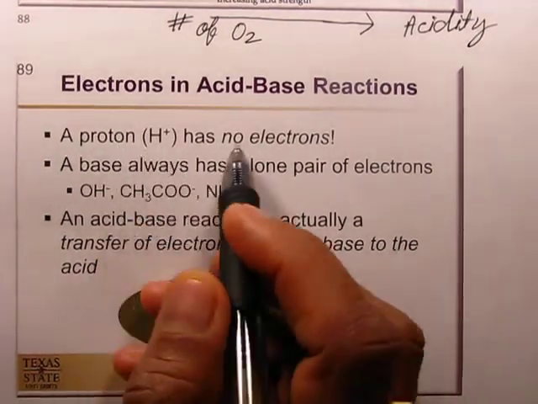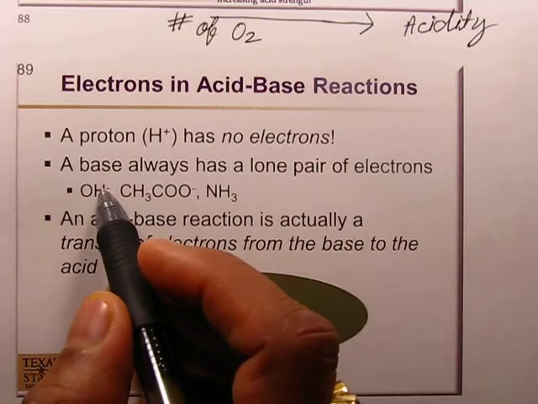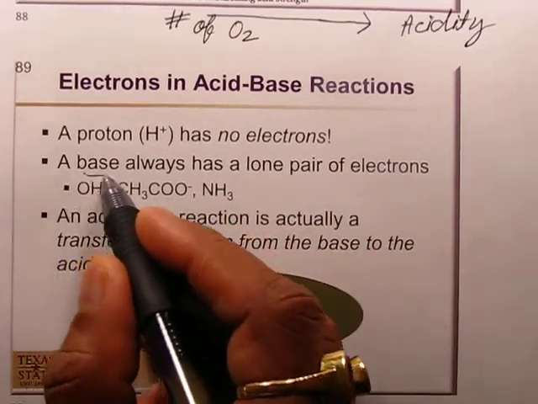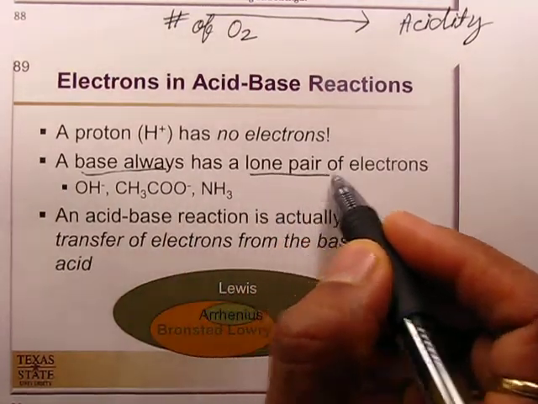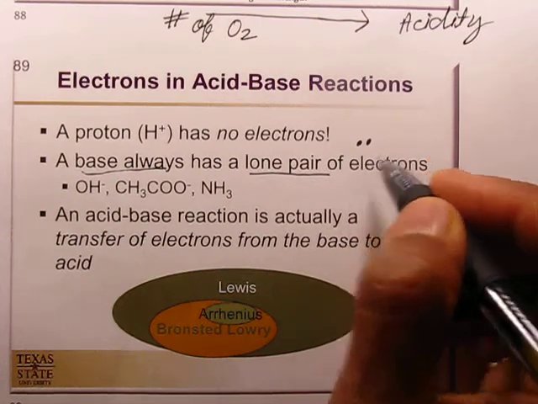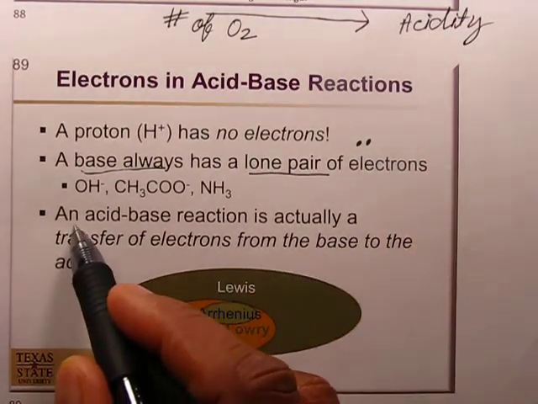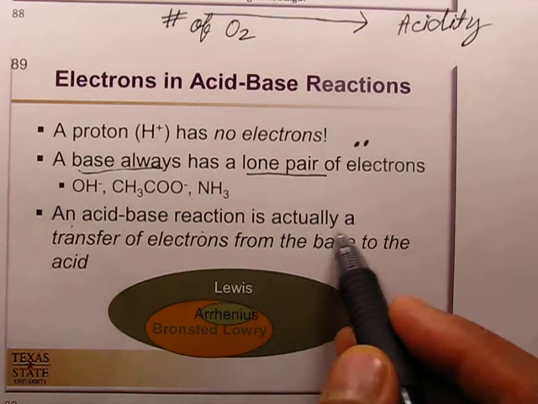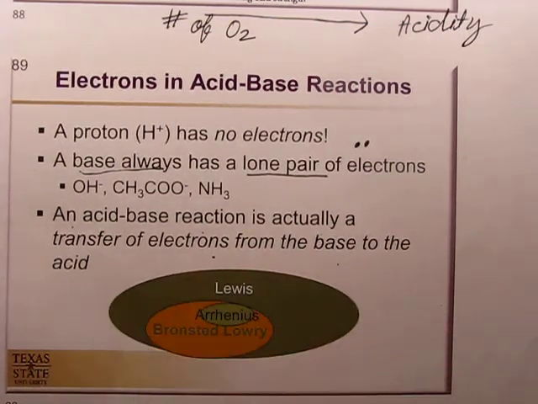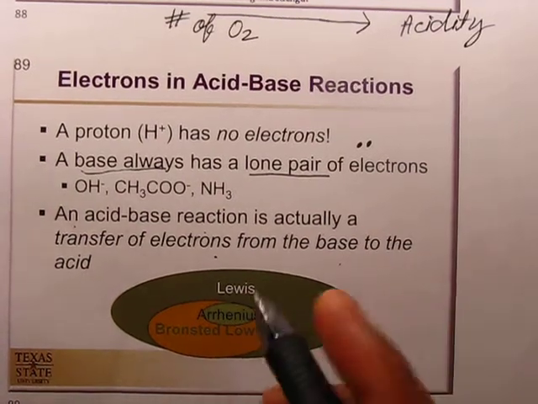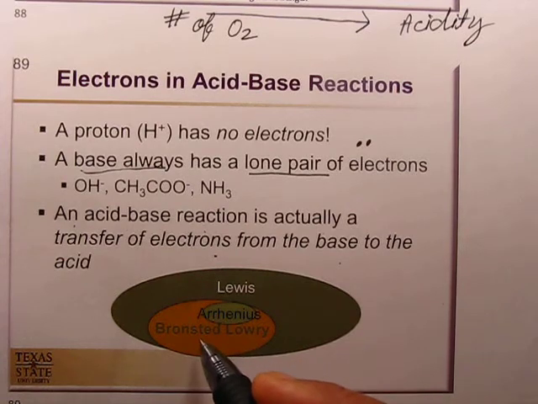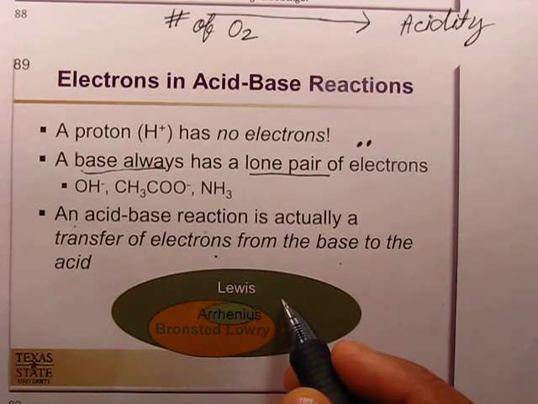A proton has no electron, and a base always has a lone pair of electrons. Base always has an extra lone pair. Lone pair means two electrons, and they are non-bonding electrons. An acid base reaction is actually a transfer of electrons from base to the acid. And we have seen first the Arrhenius acid base, then Bronsted-Lowry acid base, and then Lewis acid base.